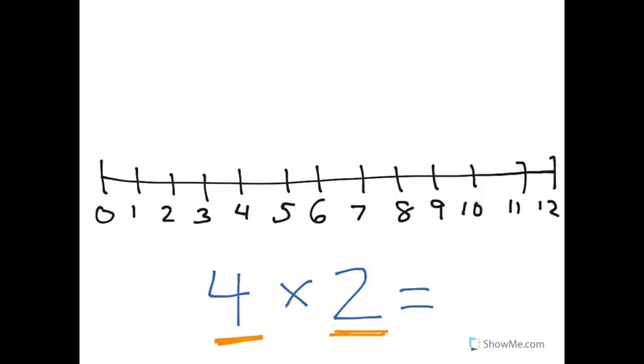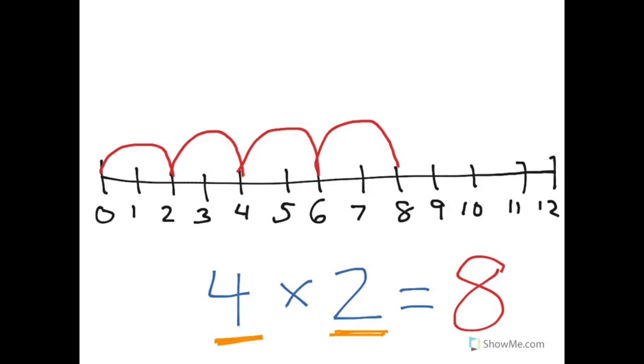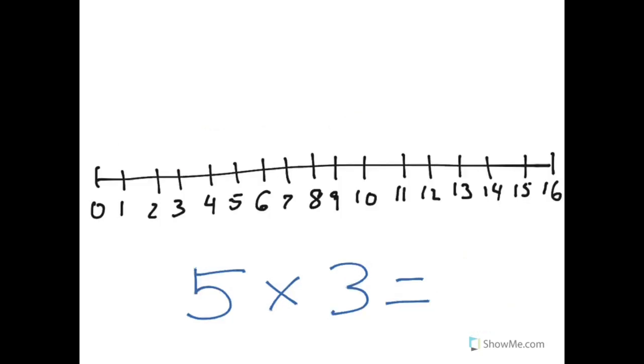So here we go. Let's do this in red. Here's 1, 2, 3, 4. Alright, let's count 1, 2, 1, 2, 1, 2, 1, 2, and we did 4 jumps. 4 times 2 is 8. Our answer to 4 times 2 is 8. Nicely done. Okay, here's another one.